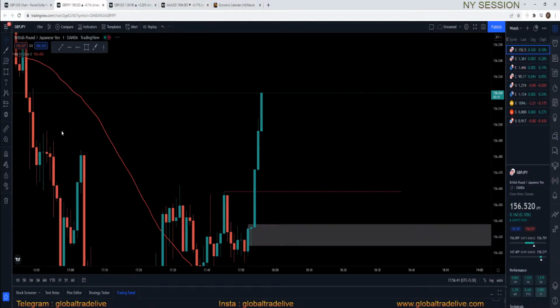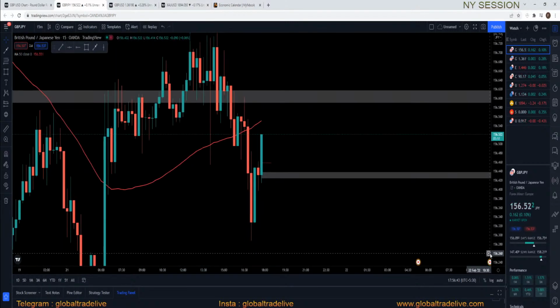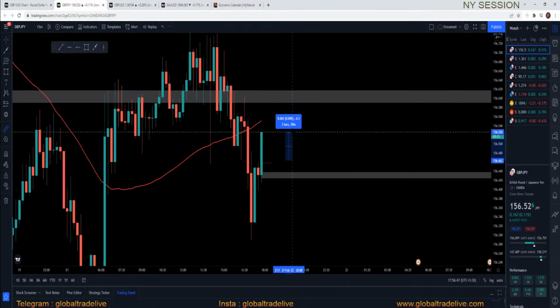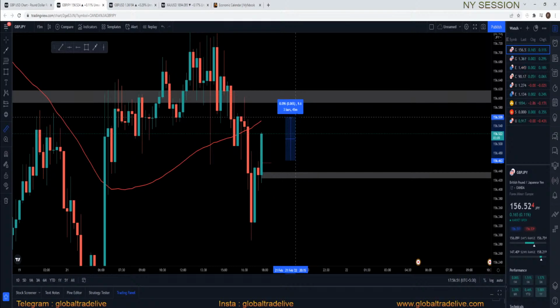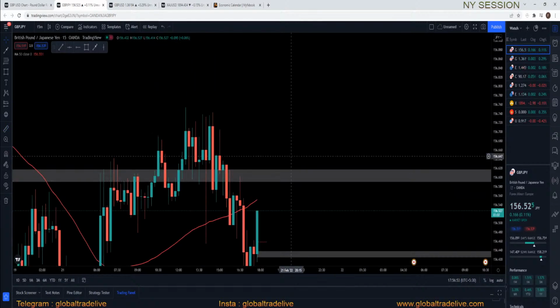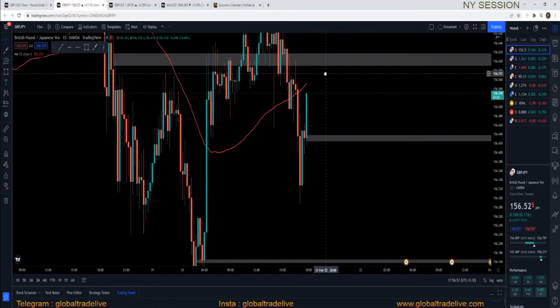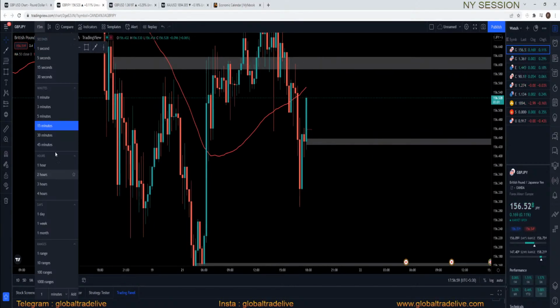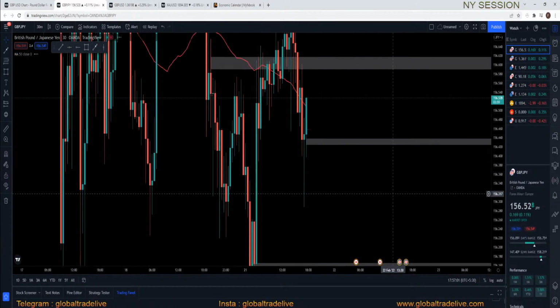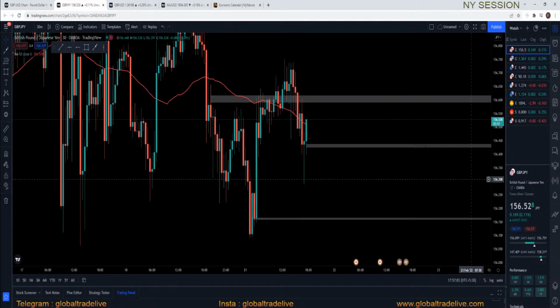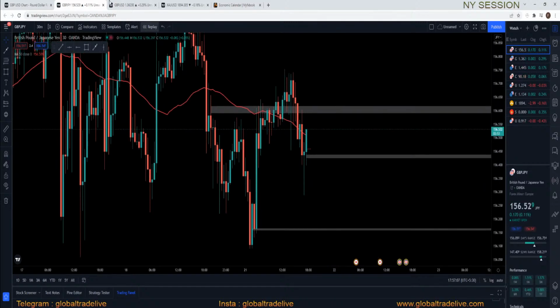I have to look at the 15 minutes first. So 15 minutes just broke the high, now moving up, but there's no range, right? That's just 10 pips. So I'm gonna wait for the market to enter a better range area. If we look at the 30 minutes as well, this can be a liquidity grab to the upside, and then it can move down.